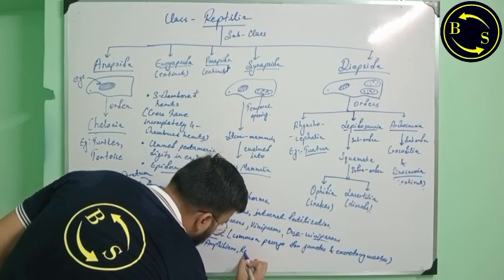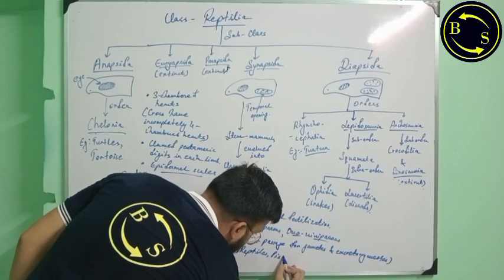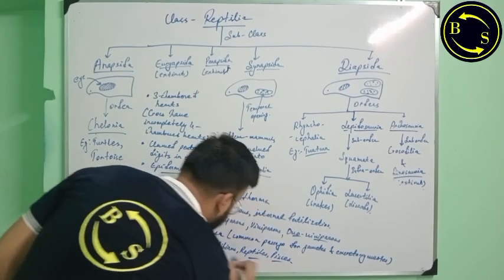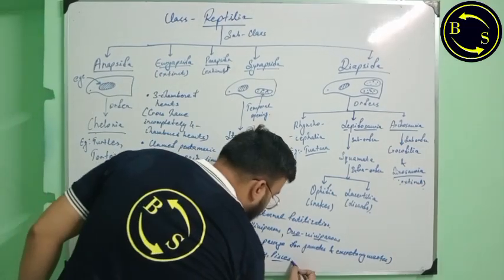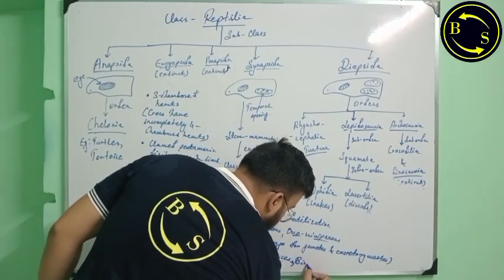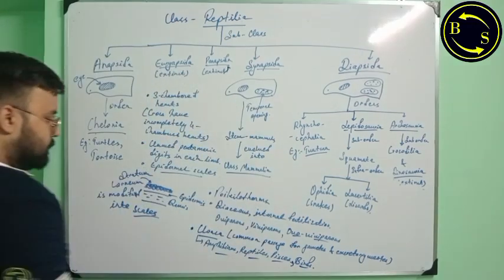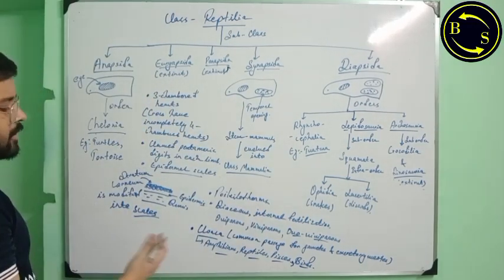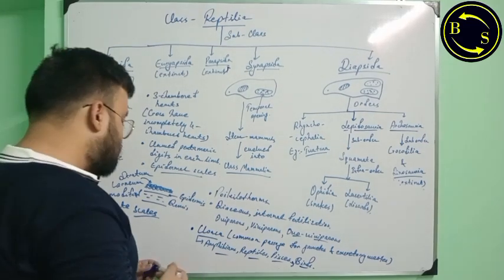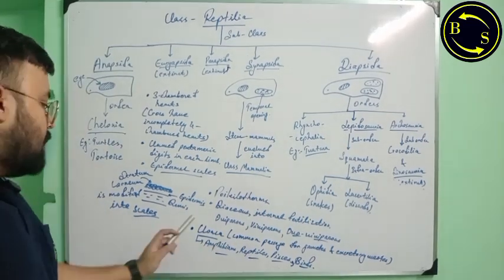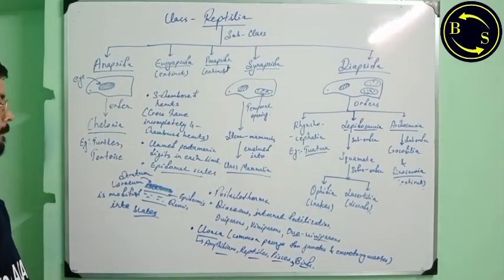amphibians, reptiles, and species or fish. Okay, also in birds, cloaca is present. In amphibians, reptile species, means fish and birds, cloaca is present in these four classes: amphibians, reptiles, fish and bird. Cloaca is present.